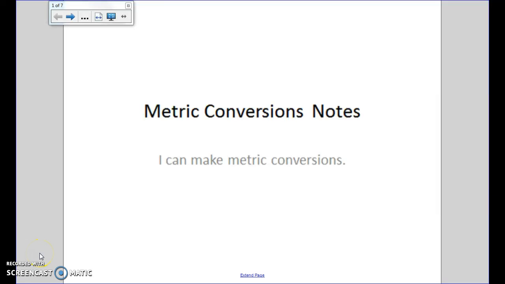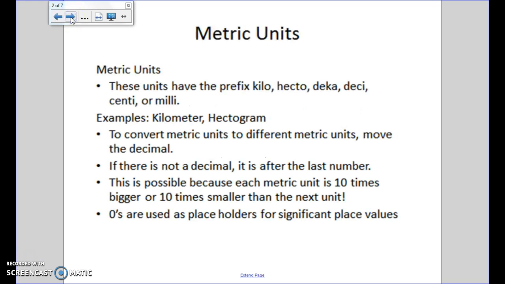Okay, this is Mr. Gilm, and today we're going to be using metric conversions. Metric conversions are special because they always increase or decrease by factors of 10. We talked a little bit about how multiplying something by 10 moves the decimal, like 3 times 10 would move the decimal place one spot, that would be 30. Or 0.324 times 100 would move the decimal place 2 spots, so it would be 32.4.